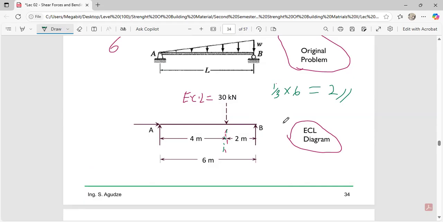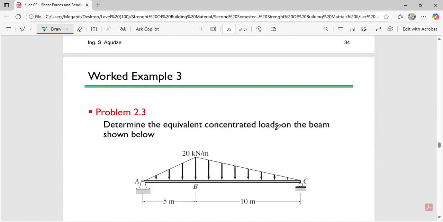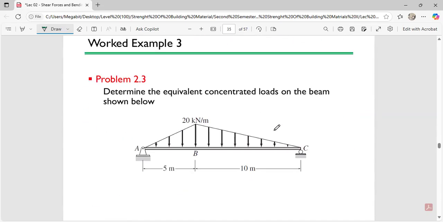Okay, that is what is going to tell the examiner that you really understand what you are doing. Let's take a look at problem 3. Problem 3, on the other hand, is more or less like a complex loaded beam. Okay, please don't get confused.